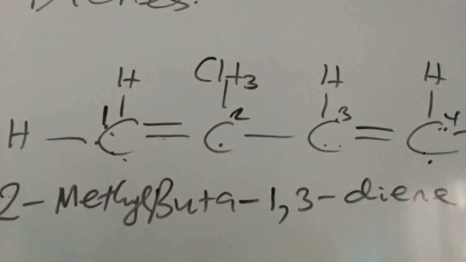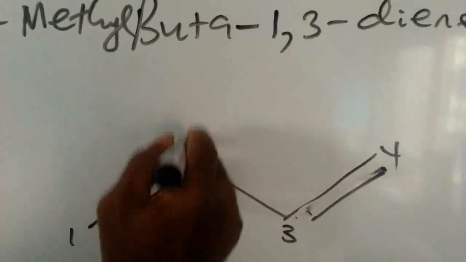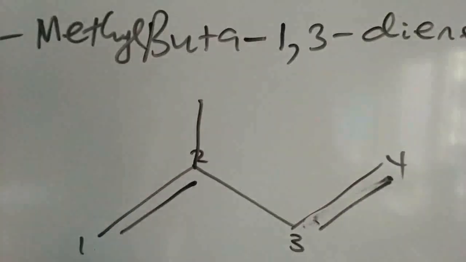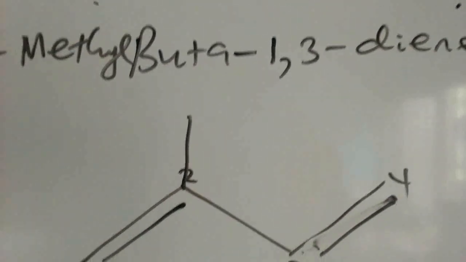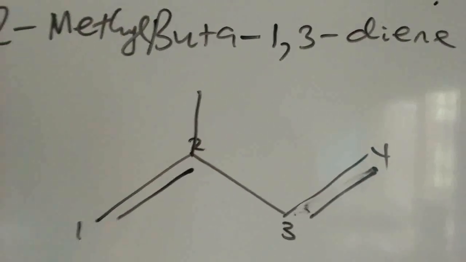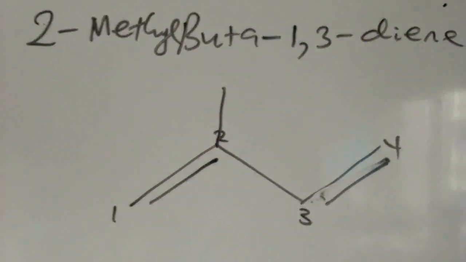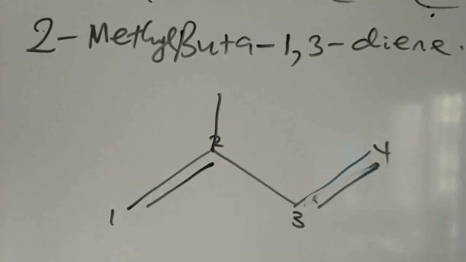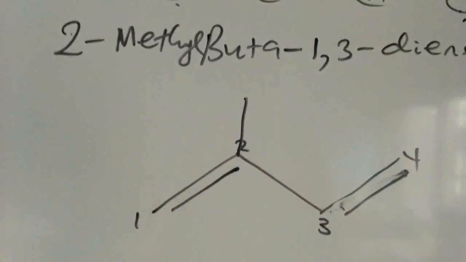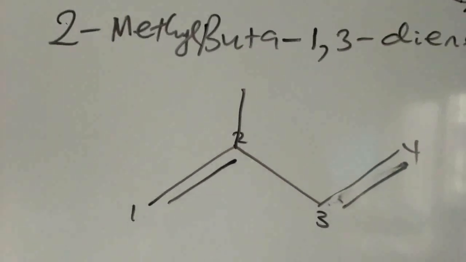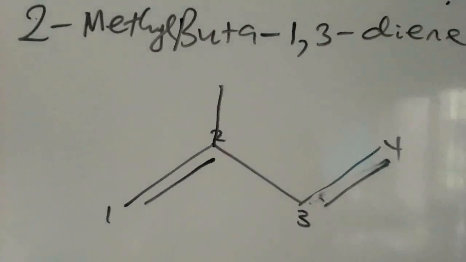Then you have the methyl group on number 2, with the line showing the methyl group on number 2. So this is the structure for 2-methyl-buta-1,3-diene. So that is the structure. It's not a difficult thing to do.